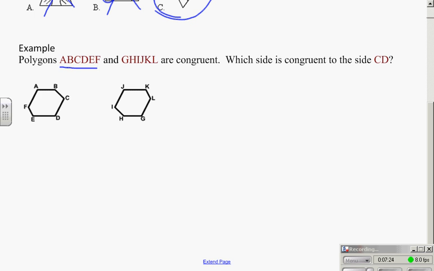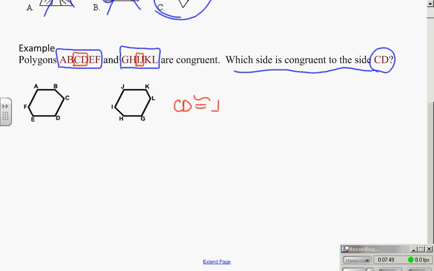Now this example is an important example because it teaches you about the importance of this congruency statement right here. That is your directions. When I look at the pictures, it's kind of hard to tell what's going to match up with what. But if I want to know what side is congruent to CD, I don't have to worry about the picture and trying to figure it out. If I go to CD in my congruence statement and I go to their corresponding positions, I find out that CD is congruent to IJ just from the congruency statement.